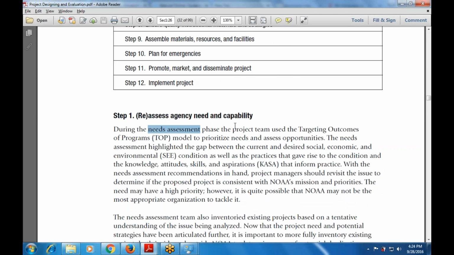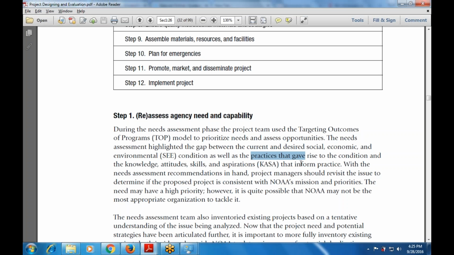During the need assessment phase, the project team used the Targeting Outcomes of Programs, that is the TOP model, to prioritize the needs and assess opportunities. The TOP model is used to prioritize needs and assess the opportunities. And the needs assessment highlights the gap between the current and the desired social, economic, and environmental conditions. We have to follow it up with the social, economic, and environmental conditions, as well as the practices that give rise to the condition, and the knowledge, attitudes, skills, and aspirations.